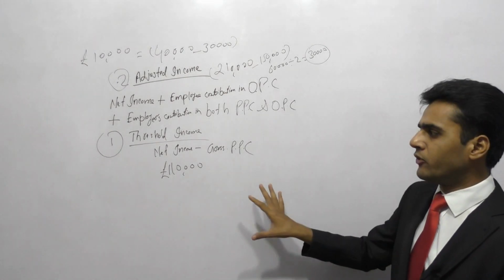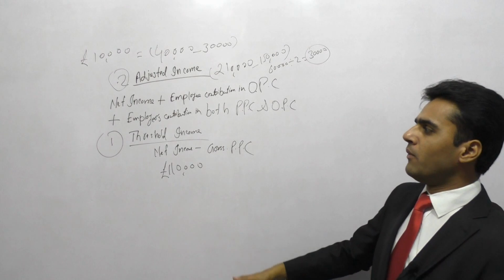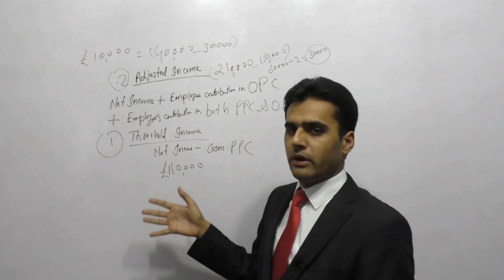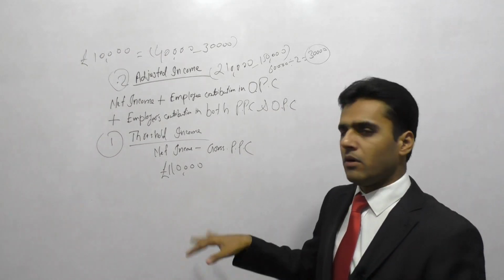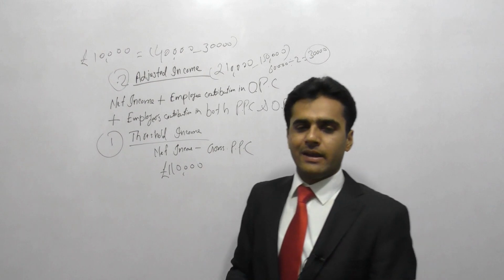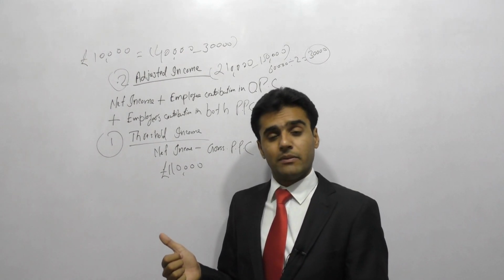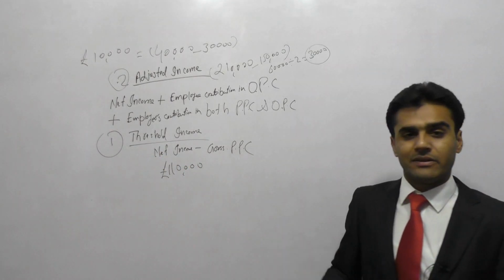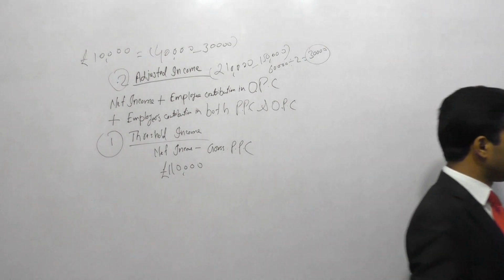Please make sure you write down these steps. The first step is to calculate threshold income, and if our threshold income is less than £110,000, we don't need to go to step 2. However, if it exceeds that, then we need to go to step 2 as well.